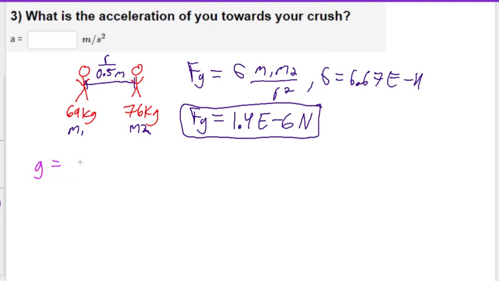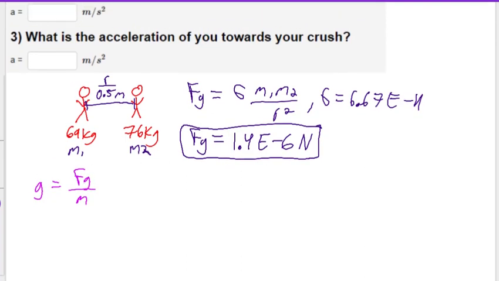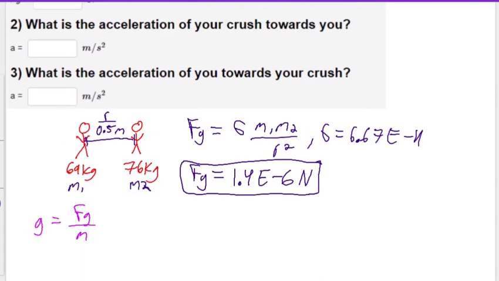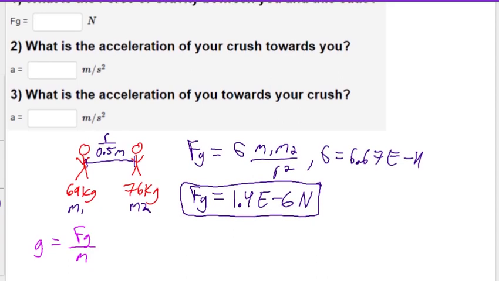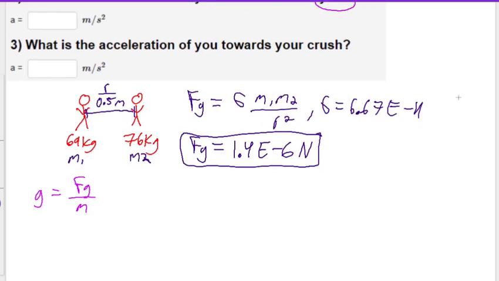If we have g is equal to Fg over m, like we said before, when we're doing this equation, we need to be very careful about which m we're talking about. Number 2 says, what is the acceleration of your crush towards you? So which object is doing the accelerating? Well, in this case, it says your crush towards you, so you are the one supplying this acceleration. So the mass that you're going to divide by is the mass of your crush.